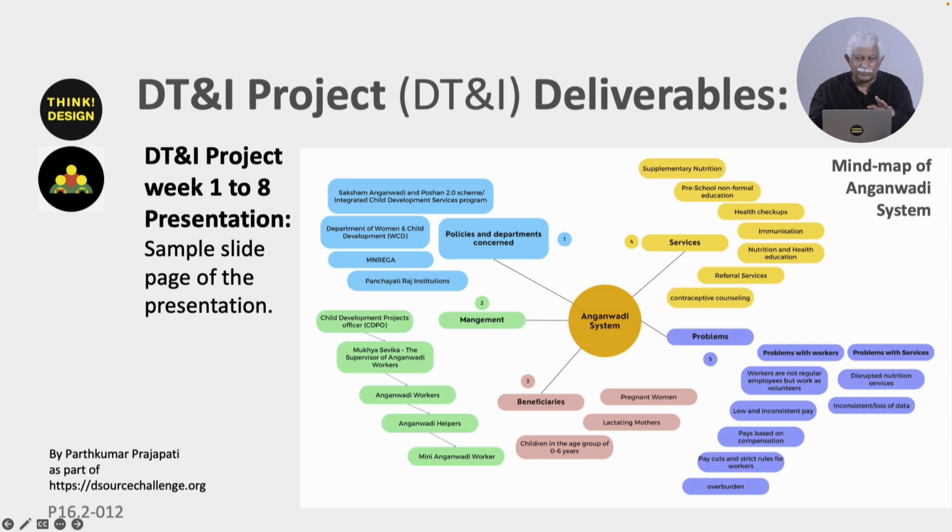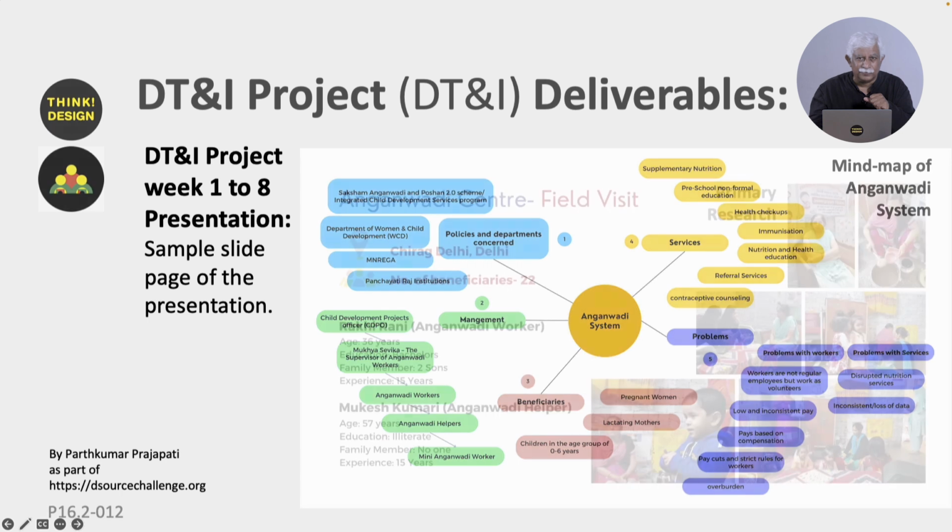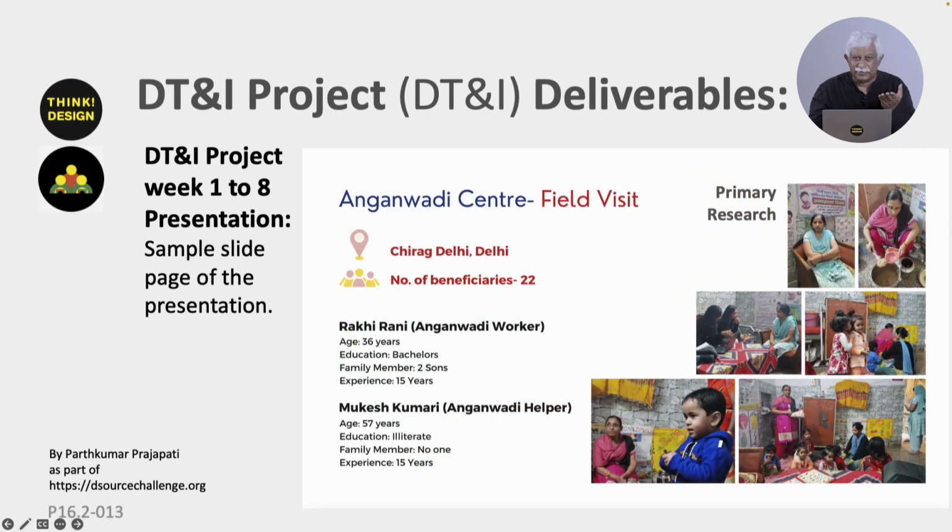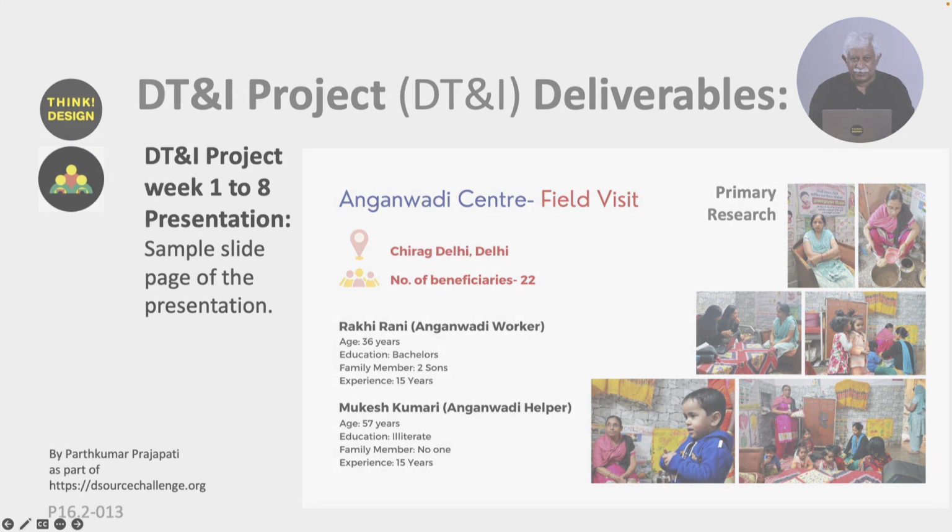With the mappings on one side and explanation about what the mapping is all about. Another page from the report about primary research, the photographs and where it was done, who are the people involved. So roughly it gives you an idea of what you need to do, both in terms of the project report as well as the presentation.